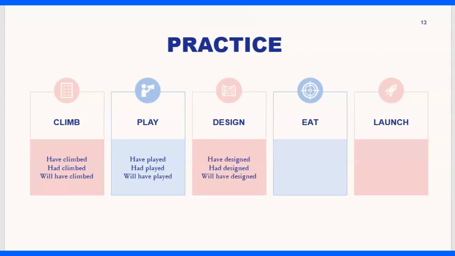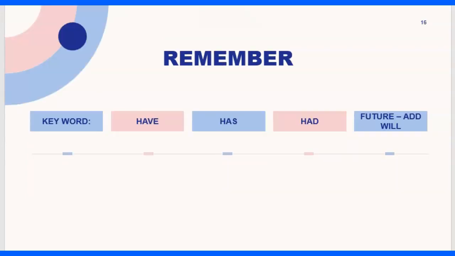The next one, design. Have designed, had designed, will have designed. Eat. Have eaten. Here's another one of those. We're changing the spelling. Had eaten, will have eaten. Finally, have launched, had launched, will have launched. So I think you get what we're doing here. And just a reminder, what do we have to remember? The key words: have, has, had. And if we have future perfect, we are adding will. We also add will in regular future.